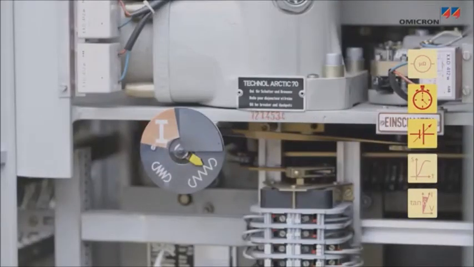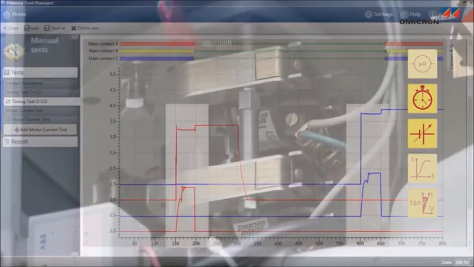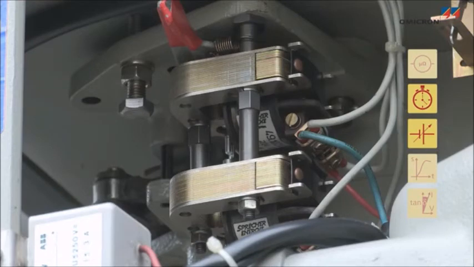Differences between individual contacts and individual phases must fall within defined limits. Comparing these results to factory data or earlier measurements can reveal trends. Recording trip and close coil currents gives an indication of their mechanical and electrical condition, as well as the condition of the latch.